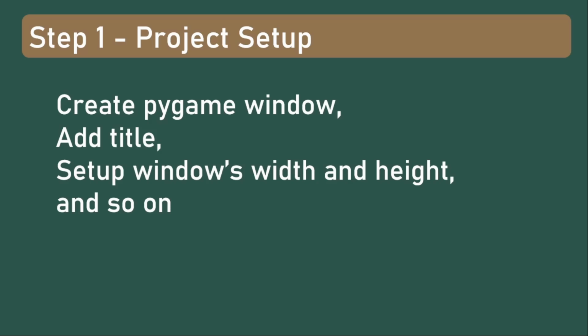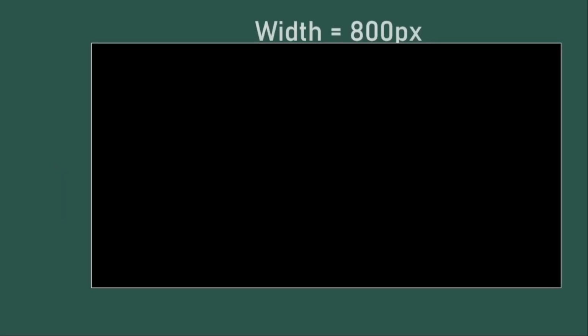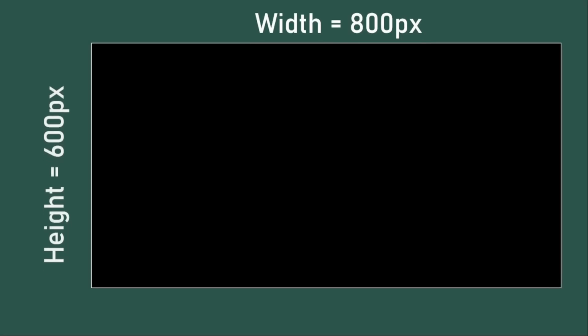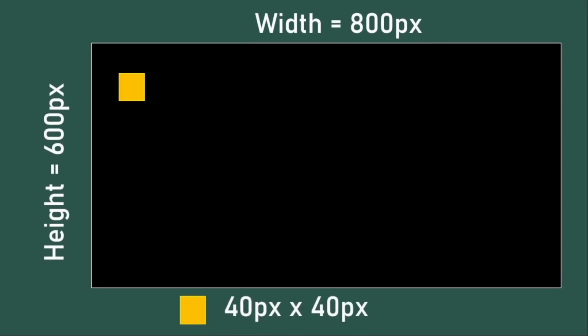Step 1, project setup. In this step, we're going to create the Pygame window. We're also going to add a title. We'll set up the screen's width and height and other settings. Basically, when we are done, we should have a window that has a width and a height. We're going to define some grid pixels. So these squares, 40 by 40 pixels, will form the measurement for our game elements.